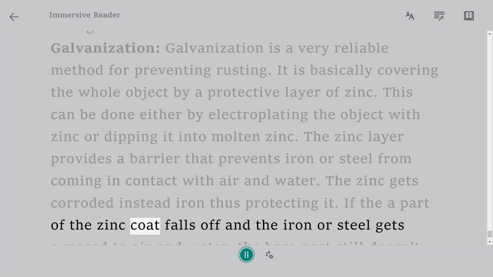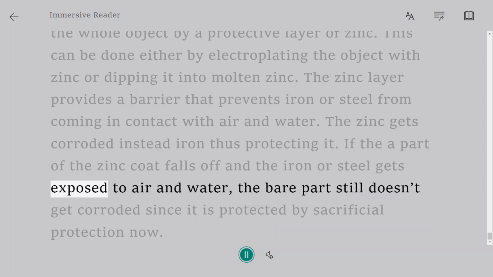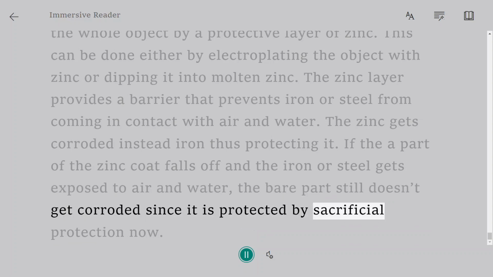If part of the zinc coat falls off when the iron or steel gets exposed to air and water, the bare part still doesn't get corroded since it is protected by sacrificial protection now.